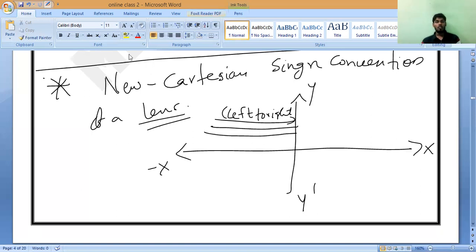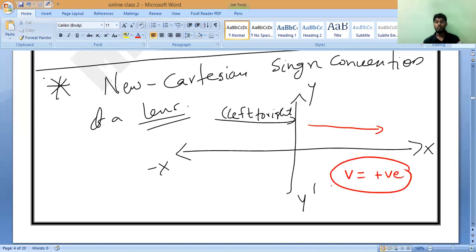When the light ray is incident from left to right, always in a straight line, whatever goes to the right side, we call it V equals positive. In the case of lenses, the real image will form here. All of you should remember. This is the coordinate where the real image will form. V is always positive.